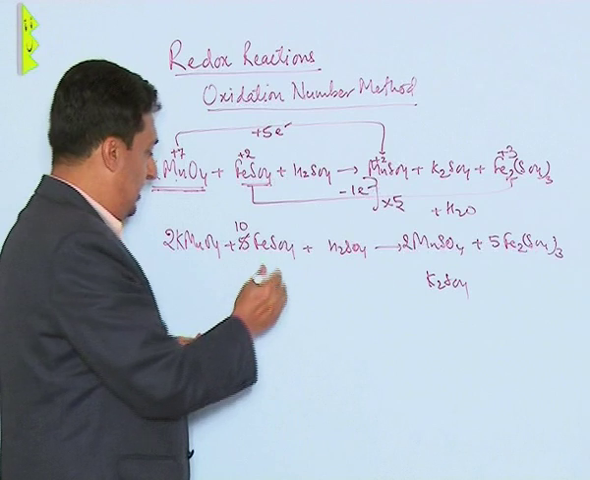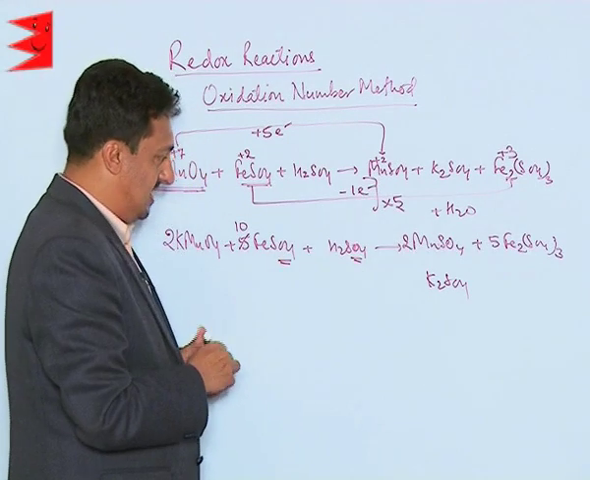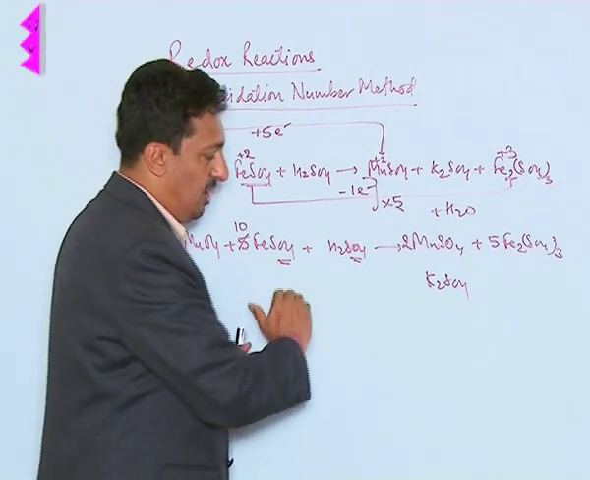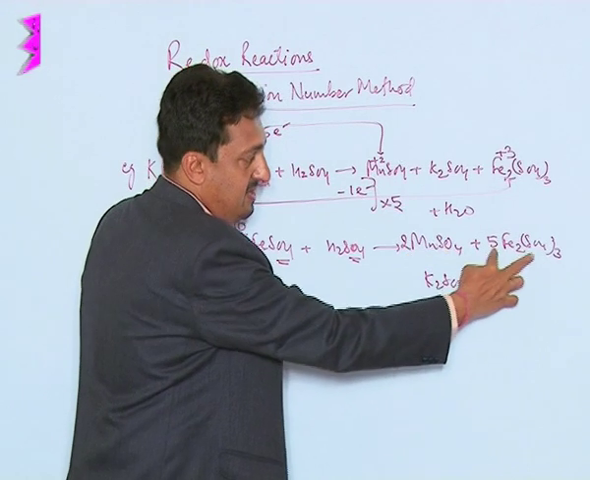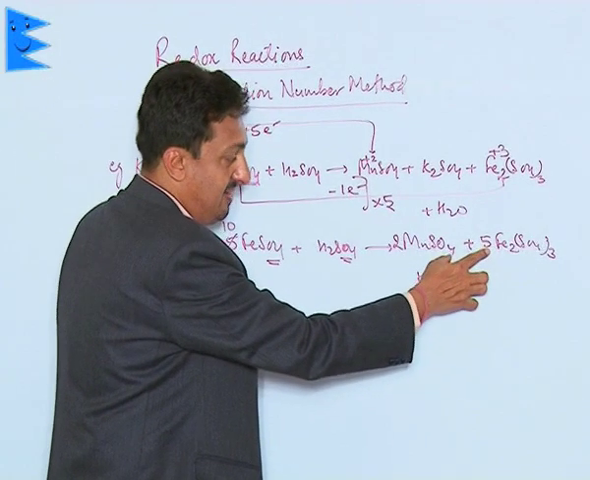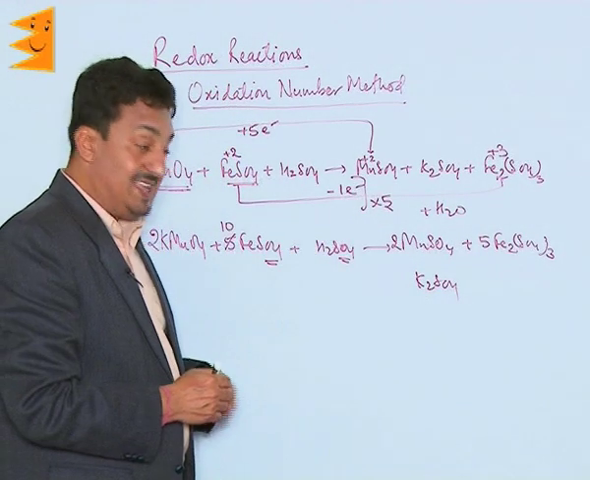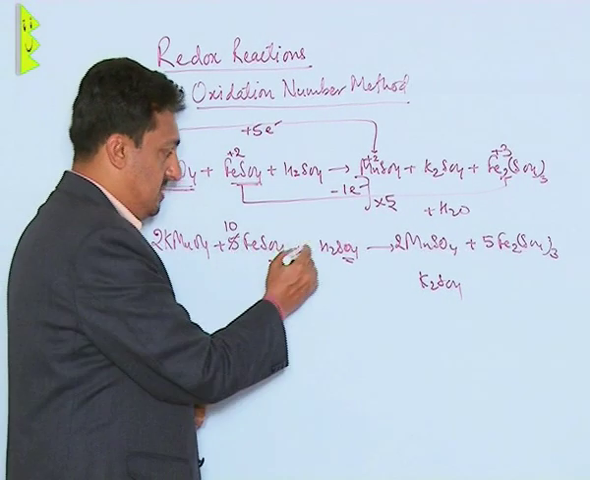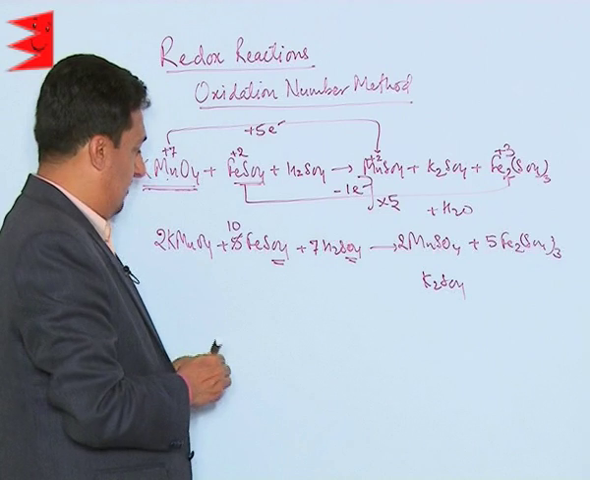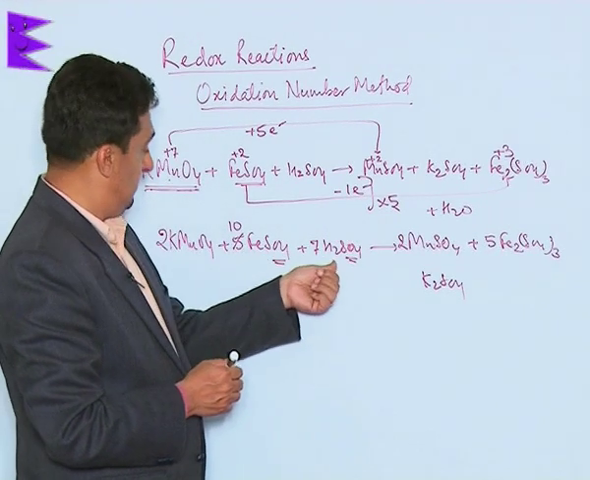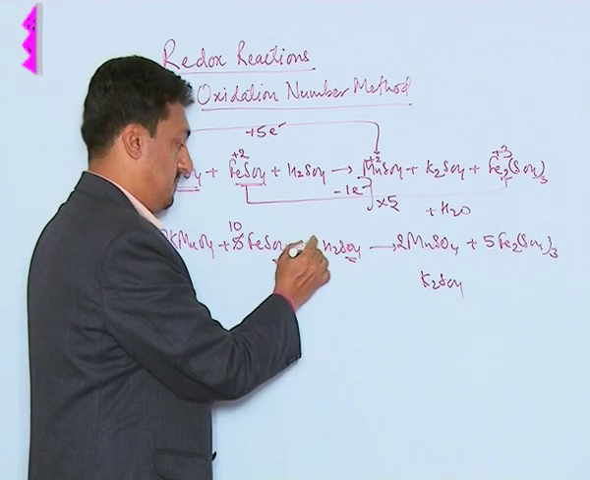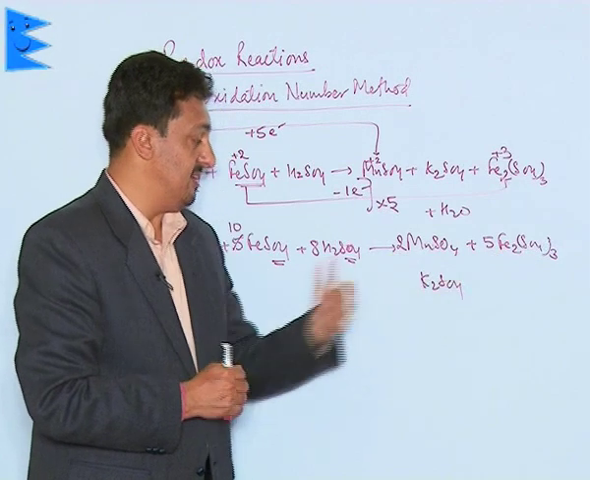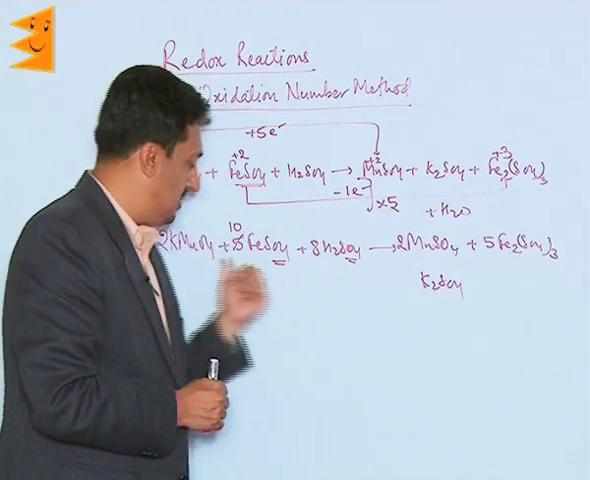What is left is only the sulfate ions. Let us see how many sulfates we have. 10 and 1 here, 11 sulfate on the left-hand side. On the right, 2 from here, 5 times 3 is 15, 15 and 2 makes 17, and 1, 18. So there are 18 sulfate ions on the right-hand side and 11 on the left. So we simply add 7 here, making 10 and 8, 18. So sulfate is also balanced.